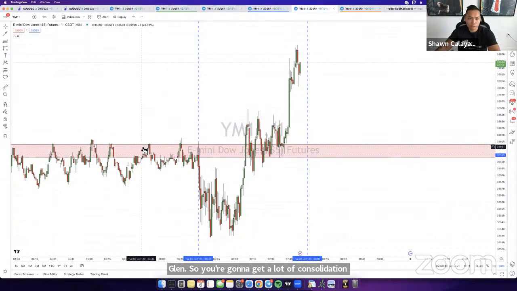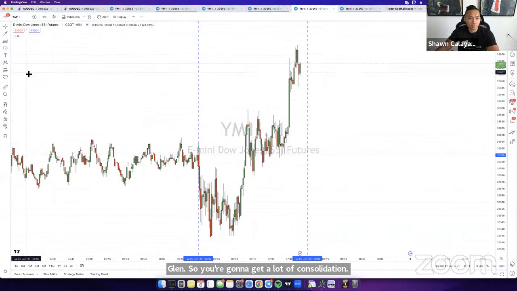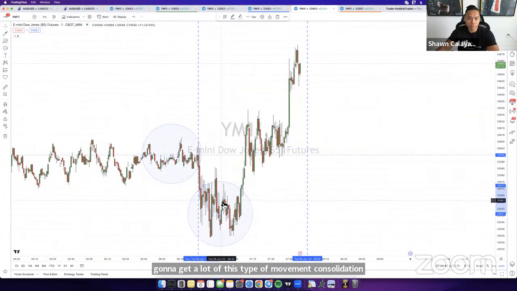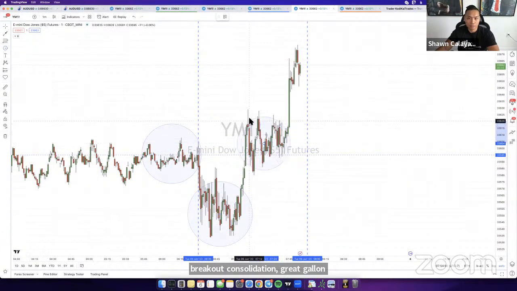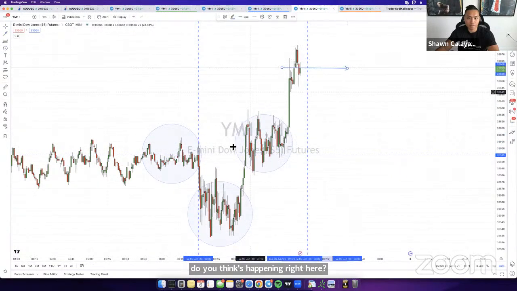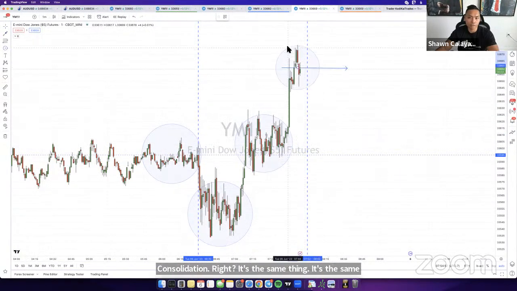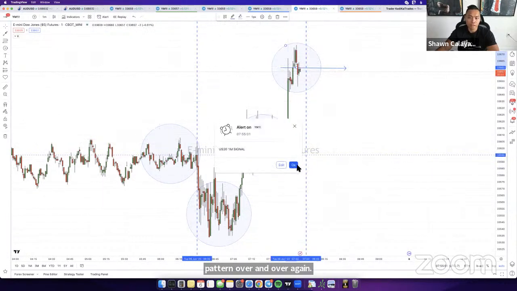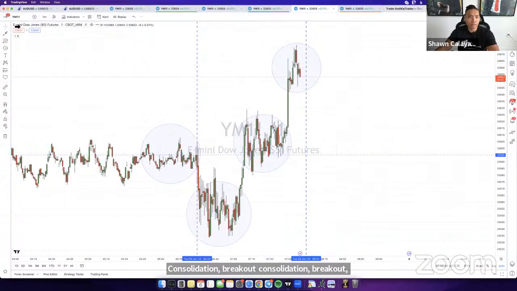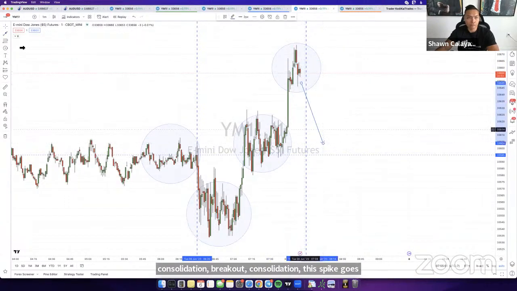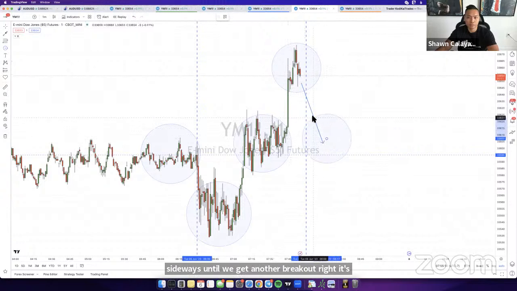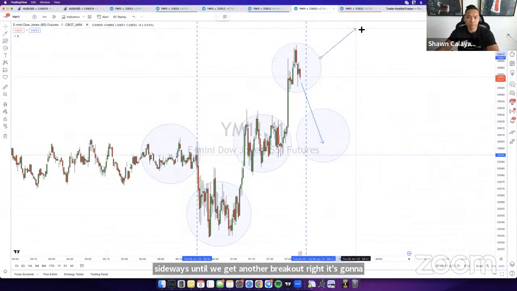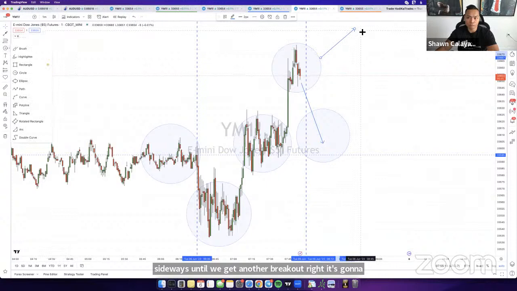So during the summer, you're going to get a lot of this type of movement: consolidation, breakout, consolidation, breakout, consolidation. What do you think is happening right here? Breakout. And what do you think is going to happen right here? Consolidation, right? It's the same pattern over and over again. And this is probably going to go sideways until we get another breakout, right? It's either going to break back into this area, consolidation, or it's going to break into a new area up here for some more consolidation.